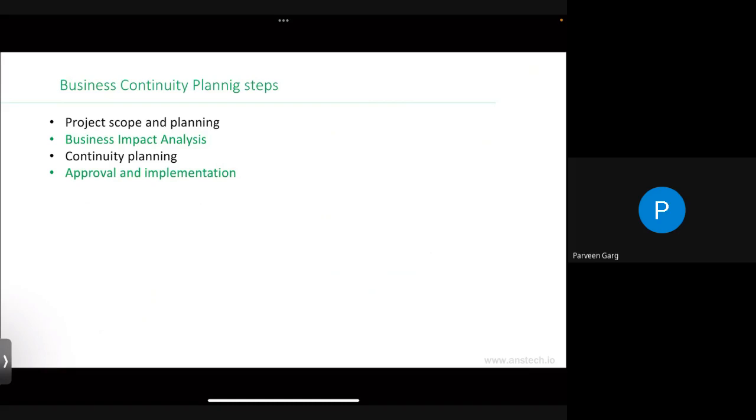So what are the business continuity planning steps? You have project scope and planning. You carry out business impact analysis. You have continuity planning, and you approve the plan and implement the plan. Okay, so these are the business continuity planning steps.